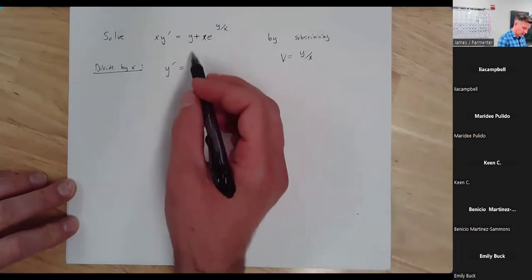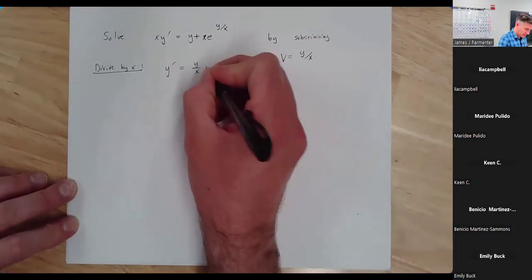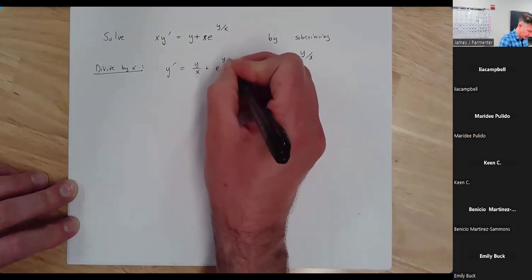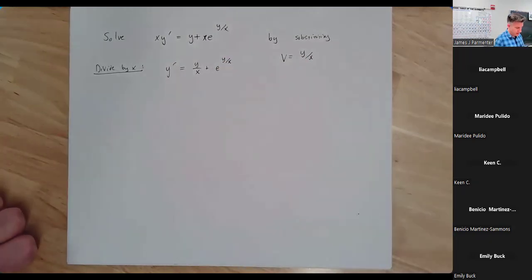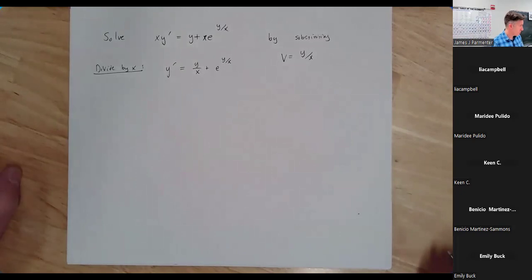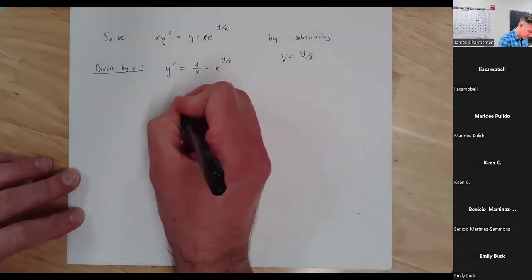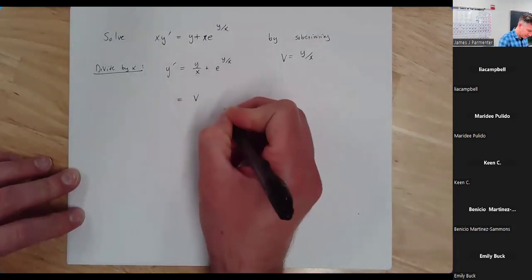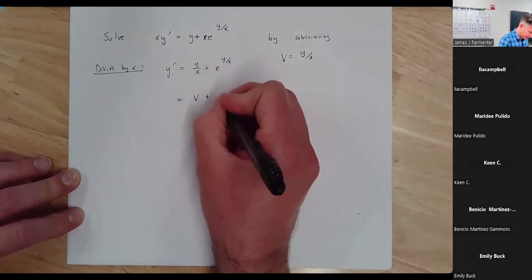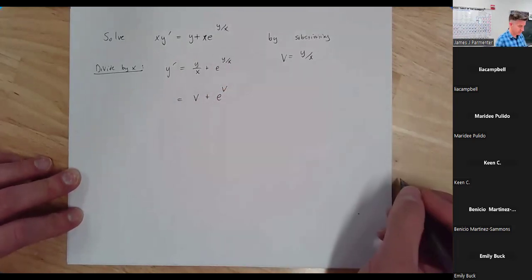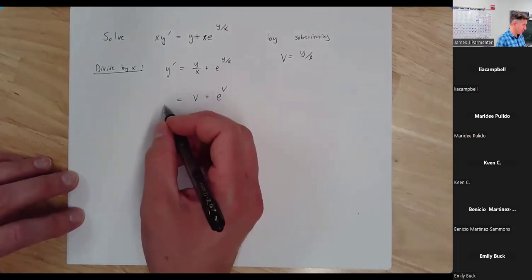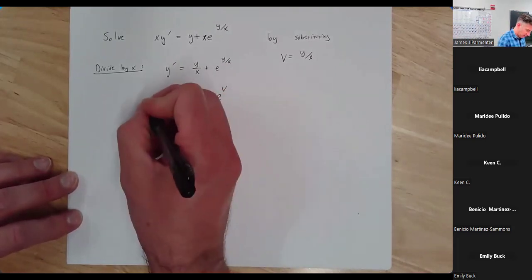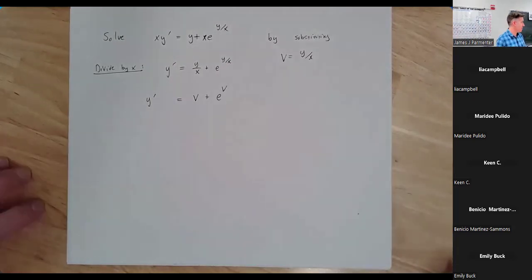You get y prime equals y divided by x plus just e to the y over x. And then on the right-hand side, we can start replacing things. y over x is just v. e to the y over x is just e to the v. On the left-hand side, we have to do a little bit of work. This is going to be y prime, but we need to replace y prime with what it's equal to.